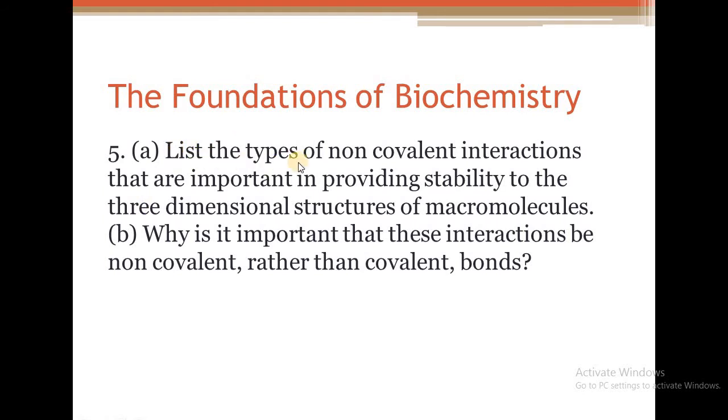Fifth, list the types of non-covalent interactions that are important in providing stability to the three-dimensional structure of the macromolecules. And part B is, why is it important that these interactions be non-covalent rather than covalent bonds?